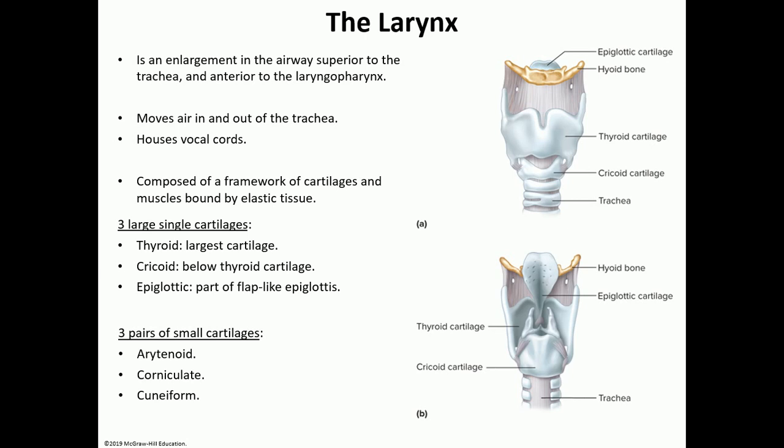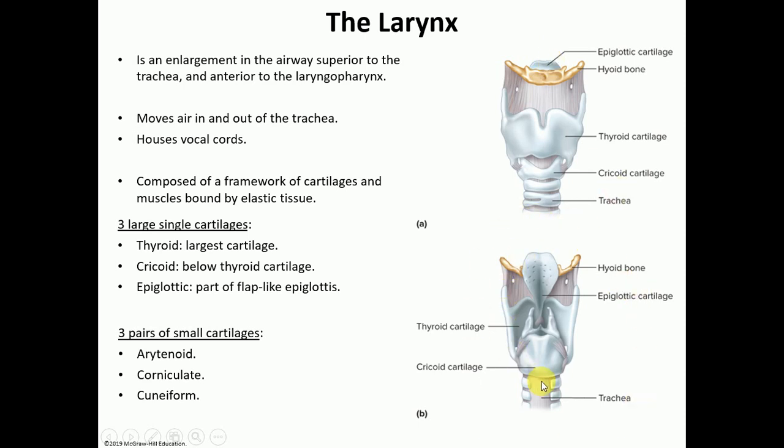We have three big single cartilages, so we only have one of these. The biggest one is the thyroid cartilage, and you'll see here right in the middle, it has these two plates that fuse in the middle to make that laryngeal prominence. In males, the laryngeal prominence is more enlarged and more prominent, and we also call it Adam's apple. We've got the cricoid cartilage, which would be underneath the thyroid. Okay, we only have one of those. And then we also have the epiglottis.